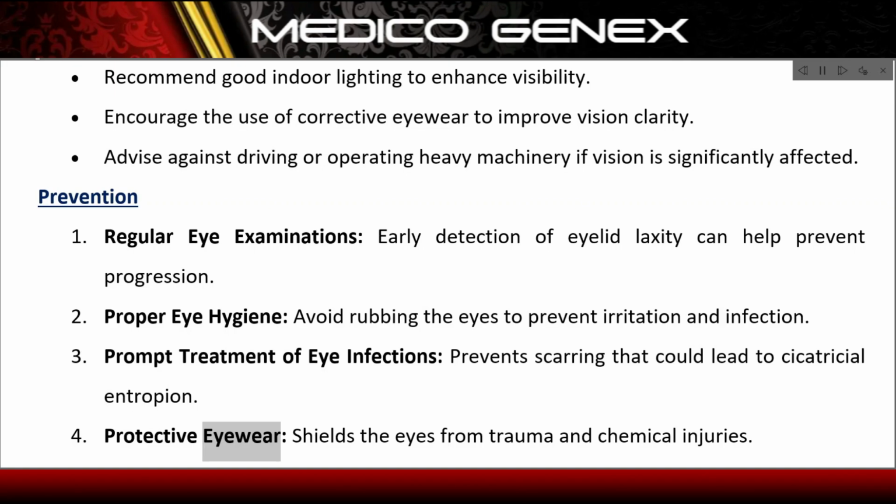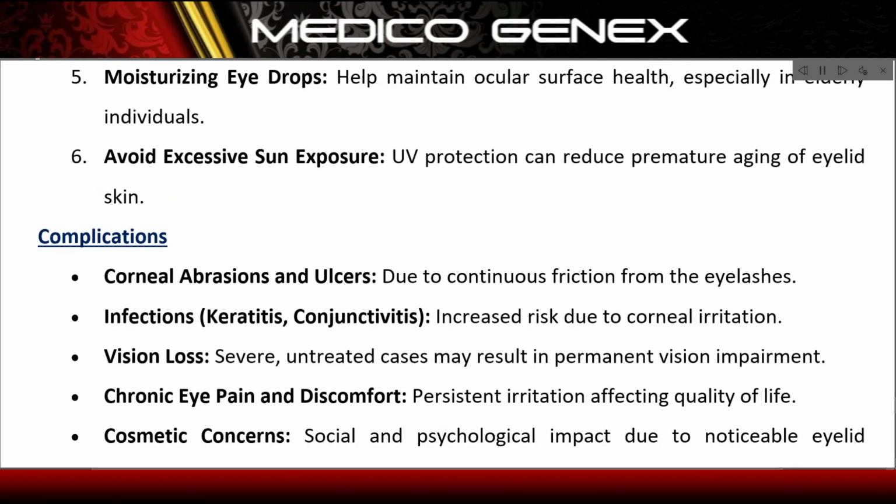Protective eyewear shields the eyes from trauma and chemical injuries. Moisturizing eye drops help maintain ocular surface health, especially in elderly individuals. Avoid excessive sun exposure; UV protection can reduce premature aging of eyelid skin.